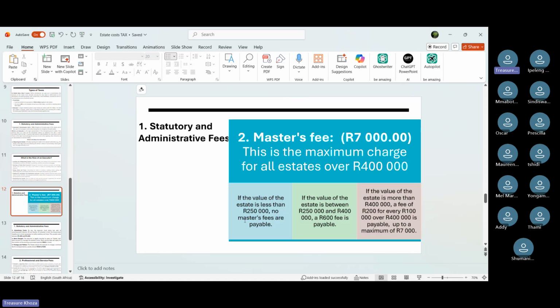So the first one, the executor fee, is 3.5%. The master's fee starts from 600 rand going up. The maximum is 7,000. So these are the charges which are going to be taken on your estate. As I said, when you think of your estate, you also need to think through these factors of the cost of your estate.